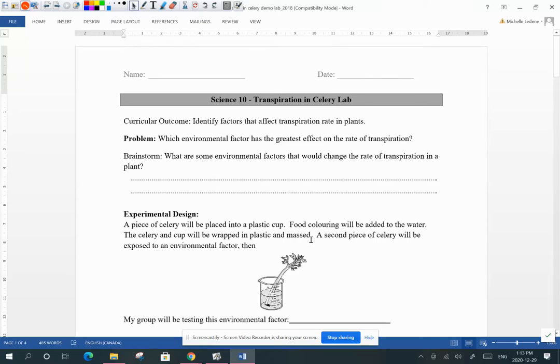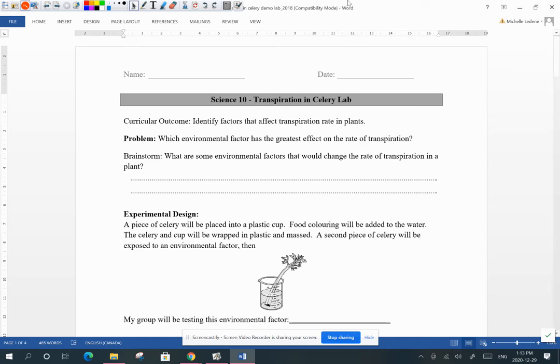Alrighty, Science 10s here. We are going to be talking about transpiration. So this is actually something you can do at home. You can just take a stalk of celery, put it in some food coloring, and determine some different factors that are going to affect the rate of transpiration.